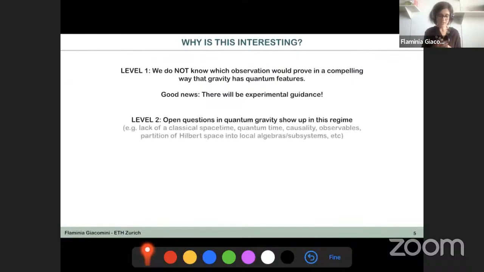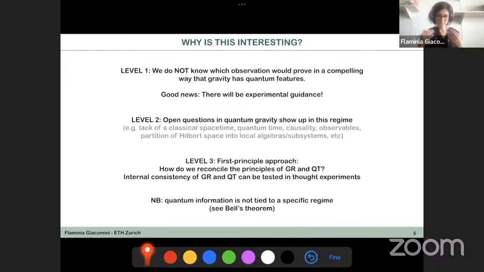The second reason is that there are some open questions in quantum gravity that also show up in this regime. What I'm thinking about is, for instance, the lack of a classical spacetime, quantum time, causality, how to identify observables, and the fact that the Hilbert space has a different partition into local subalgebras or subsystems. These are all questions on which we can make conceptual progress already in this regime. Hence, this can give us an indication of what will happen then. So it will help us to build intuition to then proceed to higher energy scales.